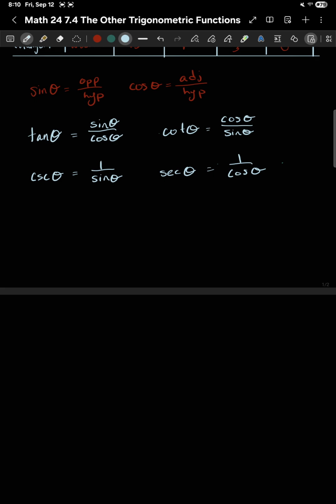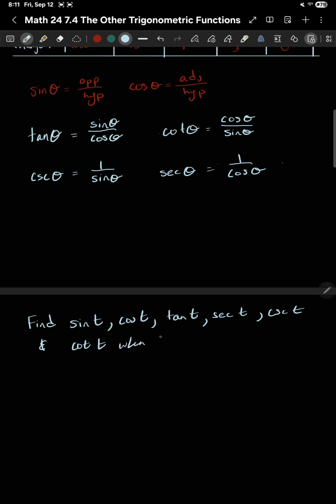So for the first example, we have: find sine of t, cosine of t, tangent of t, secant of t, cosecant of t, and cotangent of t when t is equal to pi over 6.